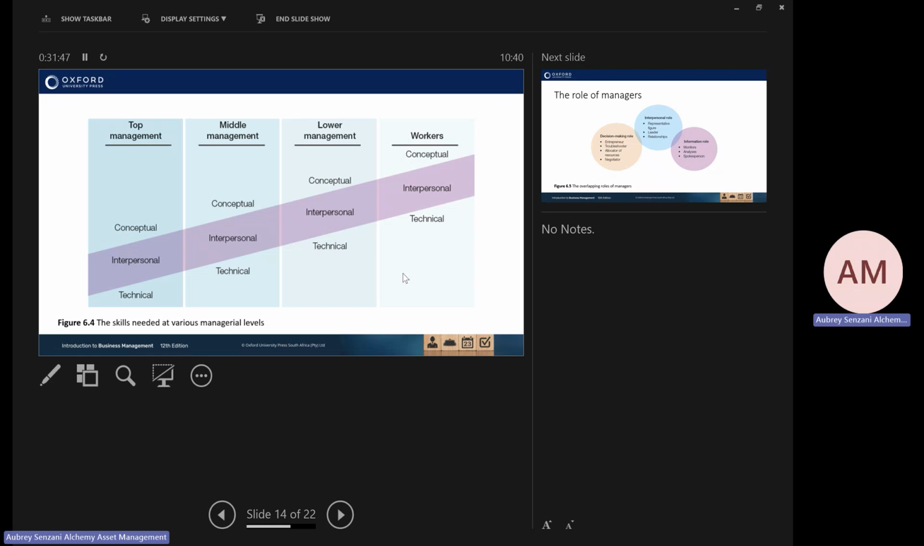Okay, but now here's my question then. Are you saying the proportions should still be the same? So we should still have conceptual at top management and the greatest portion, and interpersonal still taking up the same amount, and technical still taking the smallest. That's what I'm trying to understand.